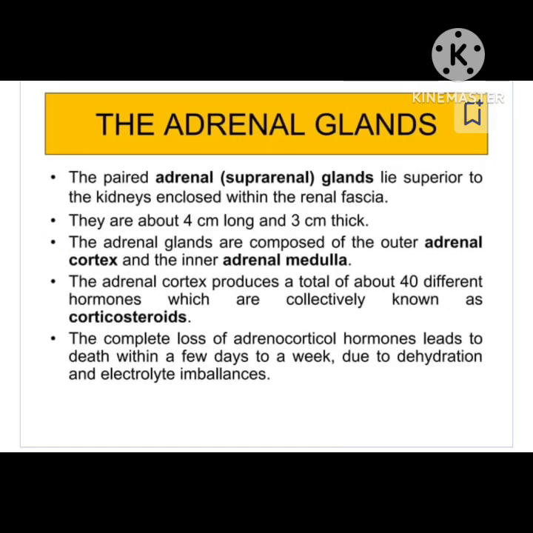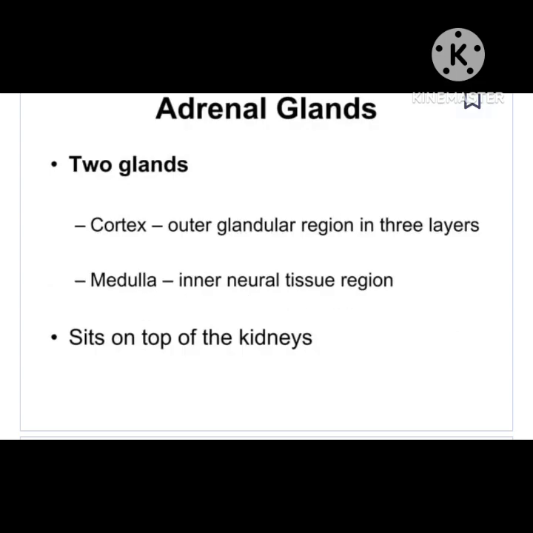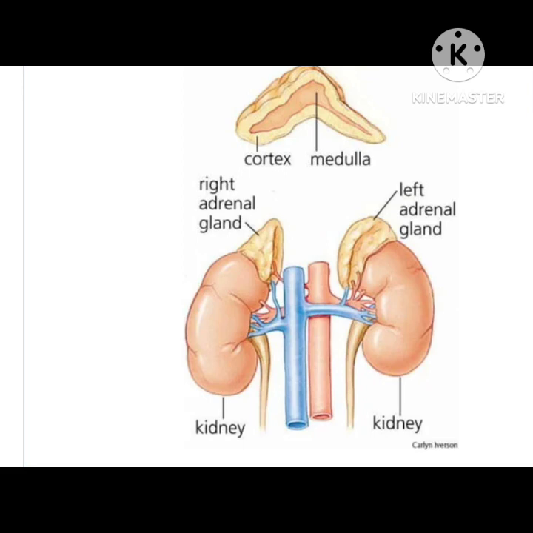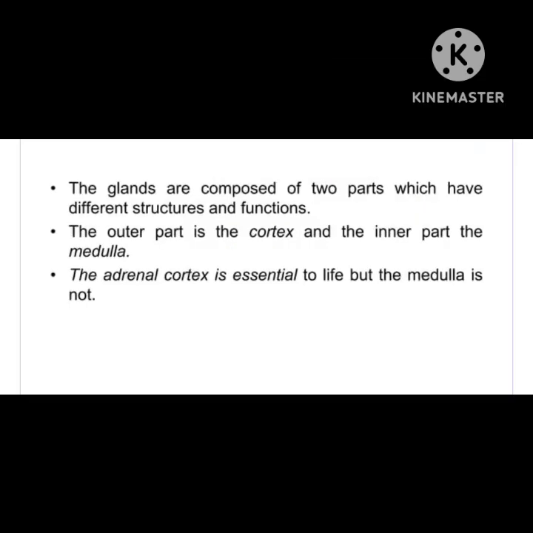Now next is adrenal glands. The paired adrenal glands lie superior to the kidneys and are enclosed within the renal fascia. So you have to learn that. What is the exact position of the adrenal gland? It lies superior to the kidneys. The adrenal gland includes two glands, cortex and medulla: an outer glandular region in three layers, and an inner neural tissue region. So it sits on the top of the kidneys. You can see here in this picture that the adrenal glands are present on the top of the kidney, right adrenal gland and left adrenal gland.